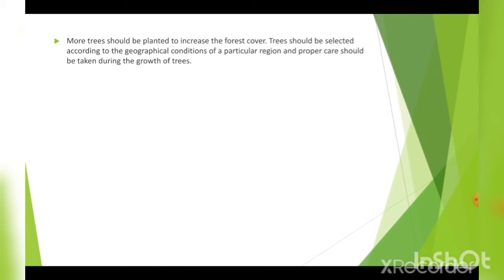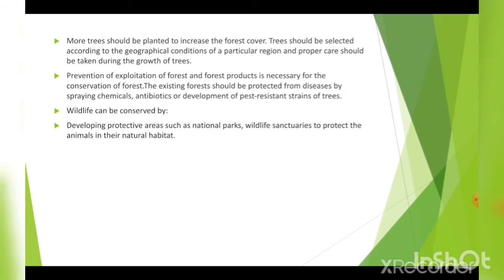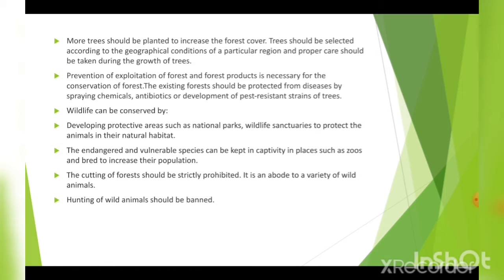More trees should be planted to increase the forest cover. Prevention of exploitation of forests and forest production is necessary for the conservation of forests. Wildlife can be conserved by developing protective areas such as national parks, wildlife sanctuaries, etc. The endangered and vulnerable species can be kept in captivity. The cutting of forests should be strictly prohibited. Hunting of wild animals should be banned.